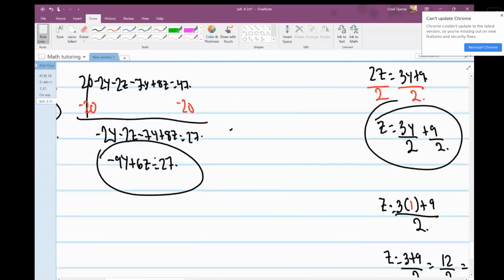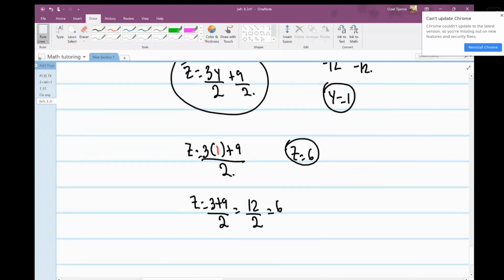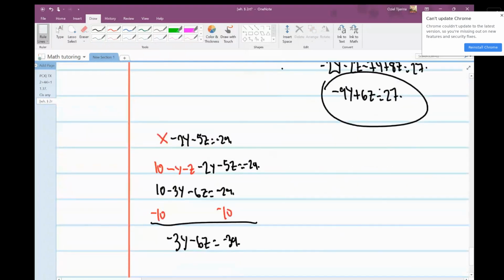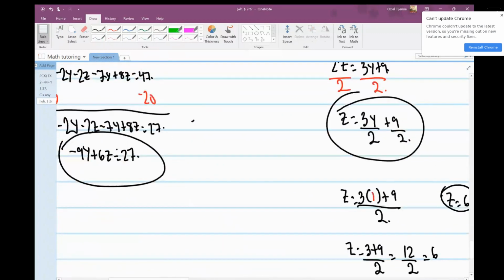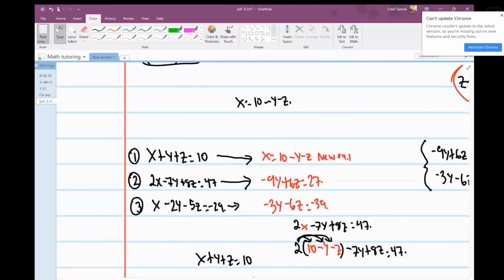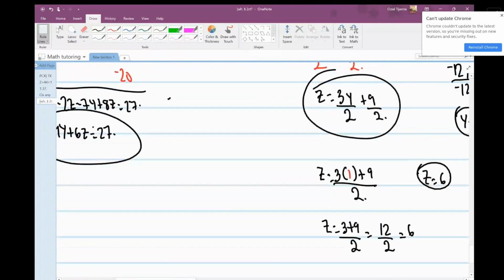And now to solve for x, we have y equals 1 and z equals 6, and we had x equals 10 minus y minus z. So we have x equals 10 minus 1 minus 6, which is x equals 9 minus 6, which is x equals 3. So these are your 3 solutions to the system.